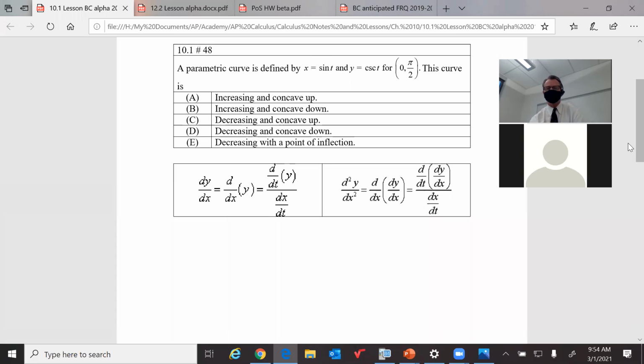So this is what's on the PowerPoint. The derivative, dy/dx, is the derivative of y with respect to t divided by dx/dt, and there's the second derivative.